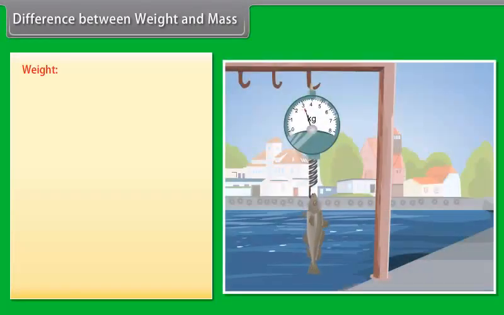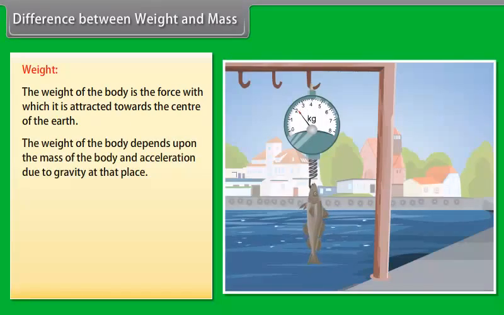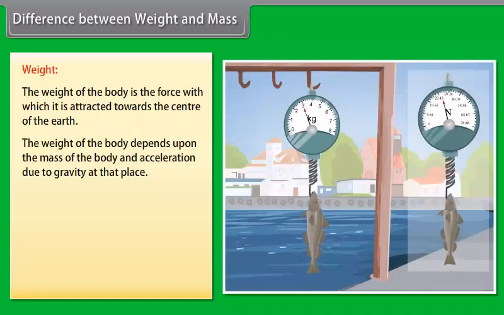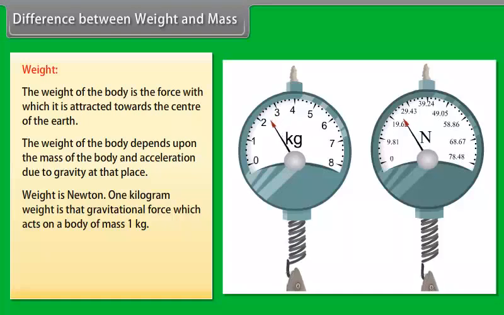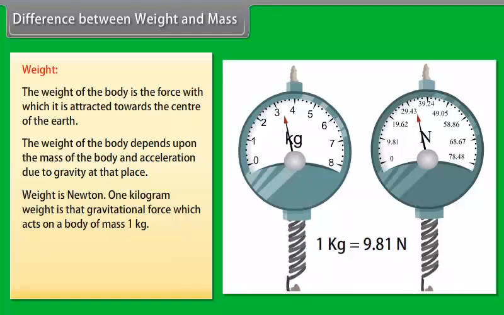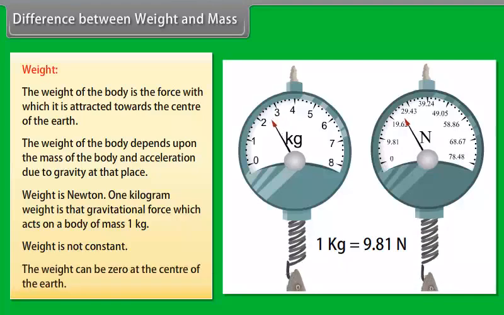Weight. The weight of a body is the force with which it is attracted towards the center of the earth. The weight of the body depends upon the mass of the body and the acceleration due to gravity at that place. The unit of weight is Newton. 1 kilogram weight is that gravitational force which acts on a body of mass 1 kilogram. Weight is not constant. The weight can be zero at the center of the earth.